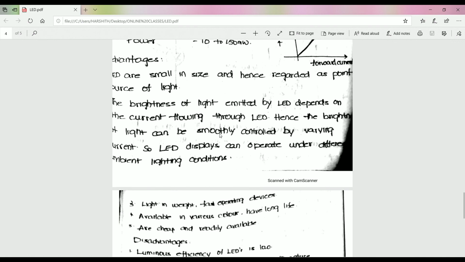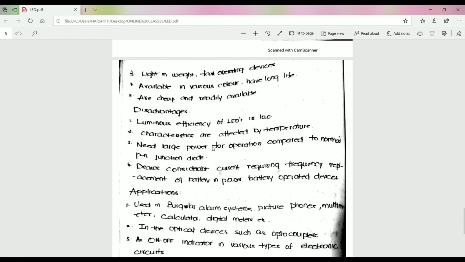These are the advantages and disadvantages. Advantages of LEDs: LEDs are smaller in size. The brightness of the light emitted by the LED depends on the current flowing through the LED, so the brightness can be smoothly controlled by varying the current. Third, LEDs are fast operating devices.